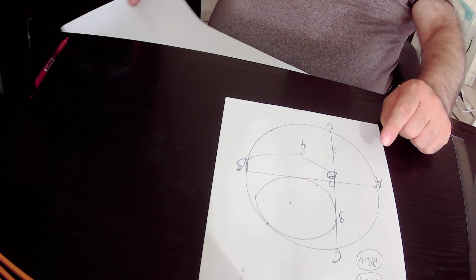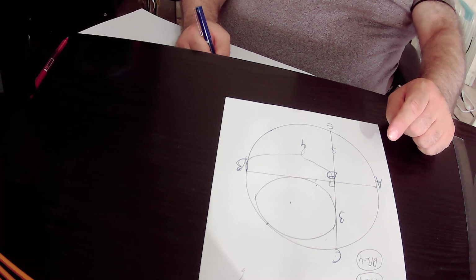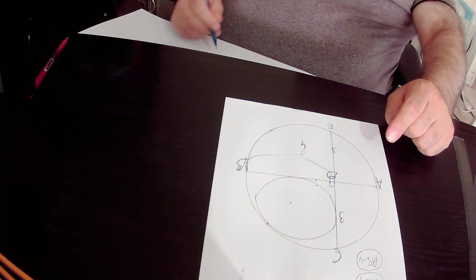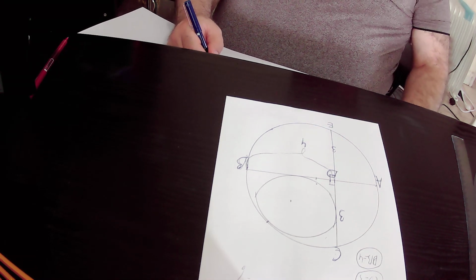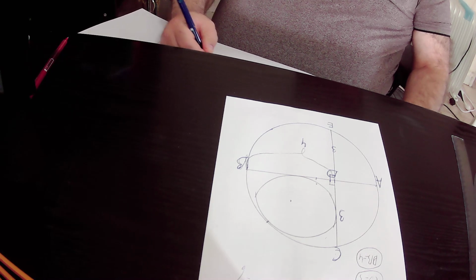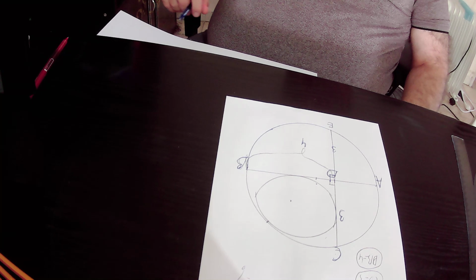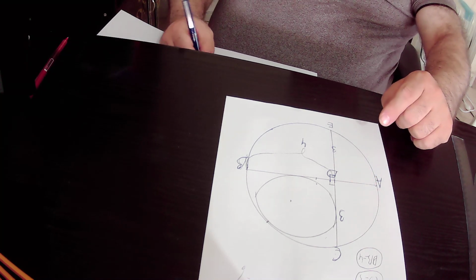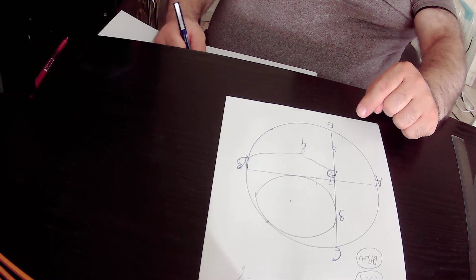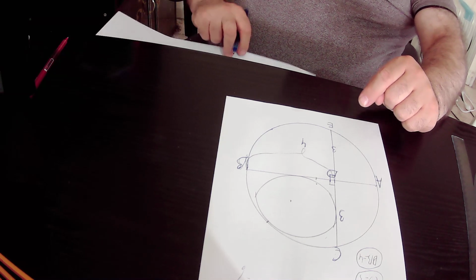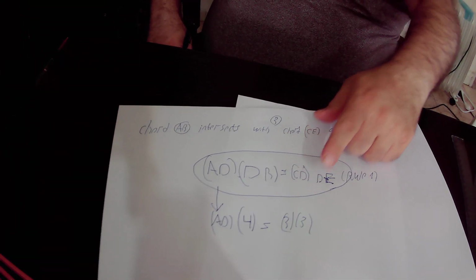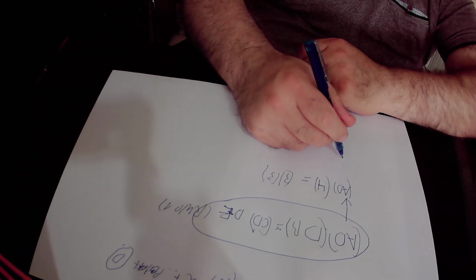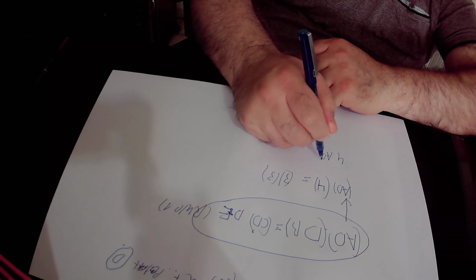ED is the missing line segment, so we will leave it as it is. We know that DB equals 4 units according to what is given in the question. So we substitute DB by 4, and it is equal to CD, that is 3 units, times DE, that is also 3 units. So AD times 4 equals 3 times 3. That is to say 4AD equals 9.